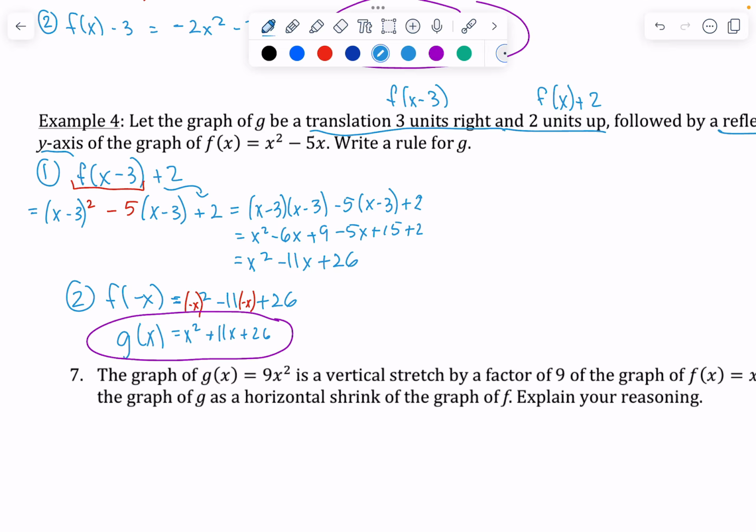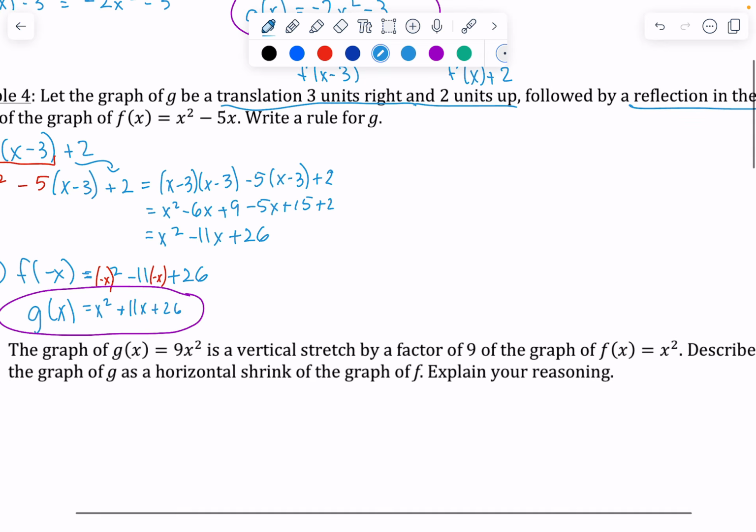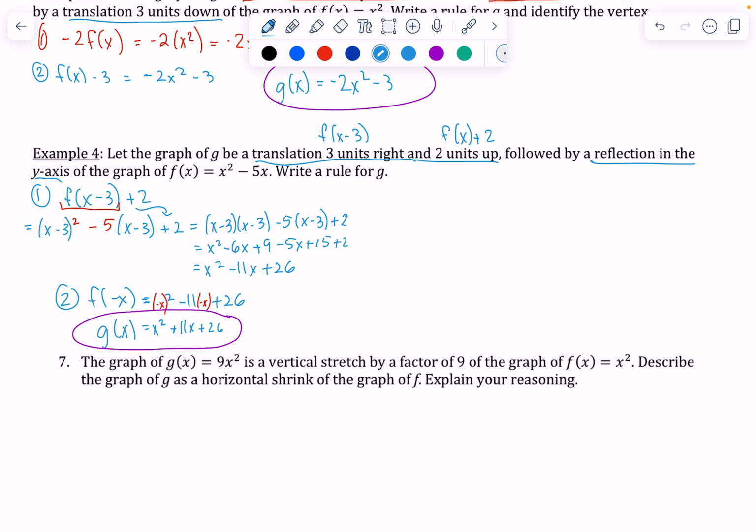Okay, let's do a couple more. The graph of g of x equals 9x squared is a vertical stretch by a factor of 9 of the graph of f of x equals x squared. Describe the graph of g as a horizontal shrink of the graph of f. Explain your reasoning. Well, if g of x equals 9x squared, we could talk about how this is outside the parentheses because there are no parentheses, so that is a vertical stretch by 9.